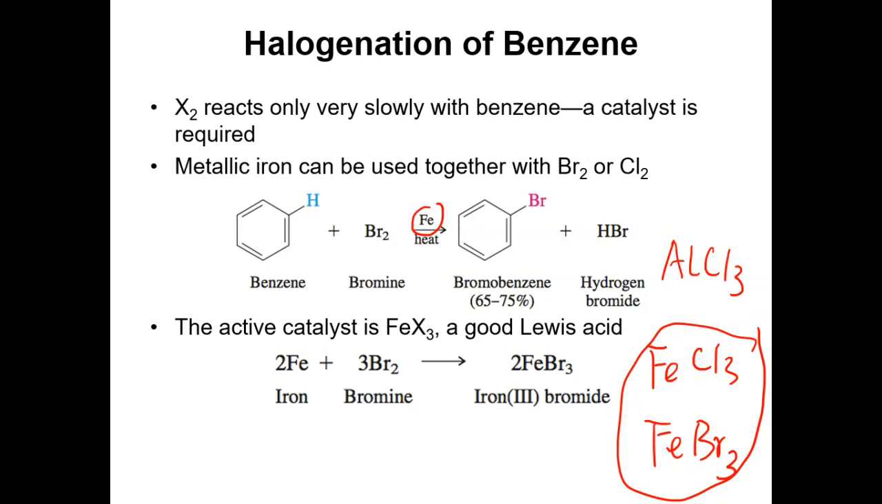So although in the reaction you add iron powder, the real catalyst is iron 3 bromide or iron 3 chloride. The iron will react with bromine or chlorine, give you iron 3 bromide or iron 3 chloride. Those are the real catalysts. So then what does the iron 3 bromide do exactly?